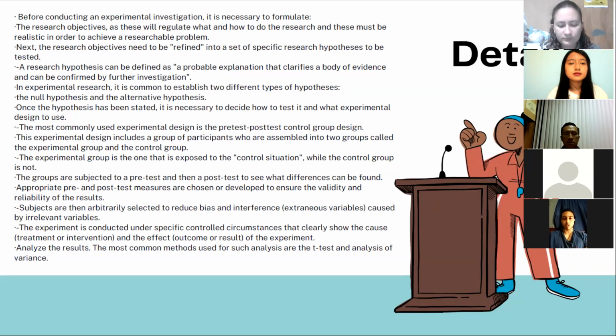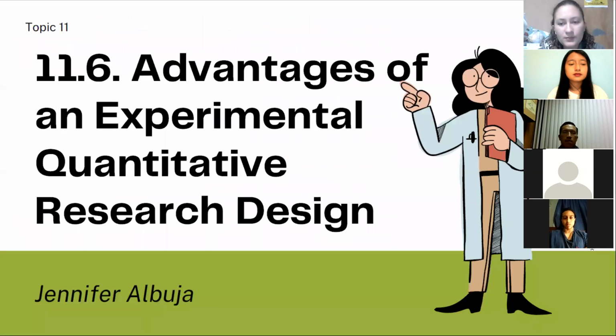The most commonly used experimental design is the pre-test, post-test and control design. This experimental design includes a group of participants who are assembled into two groups called the experimental group and the control group. The experimental group is the one exposed to the experimental situation, while the control group is not. The groups are subject to a pre-test and a post-test to see what the difference can be. Appropriate pre-test and post-test measures are developed to ensure and evaluate the reliability of the results.